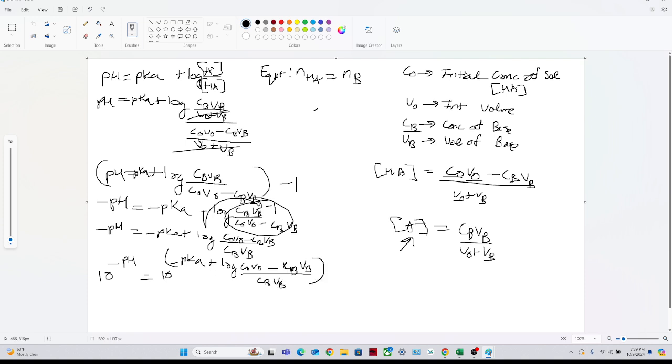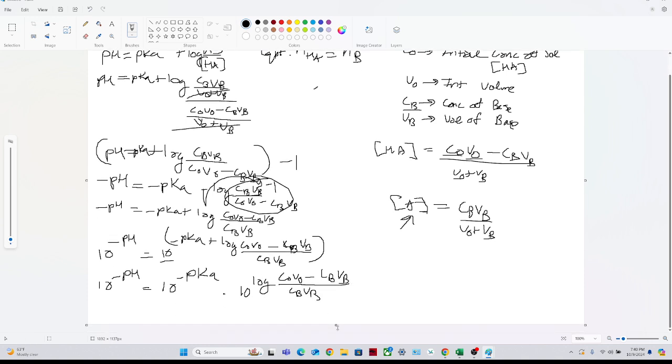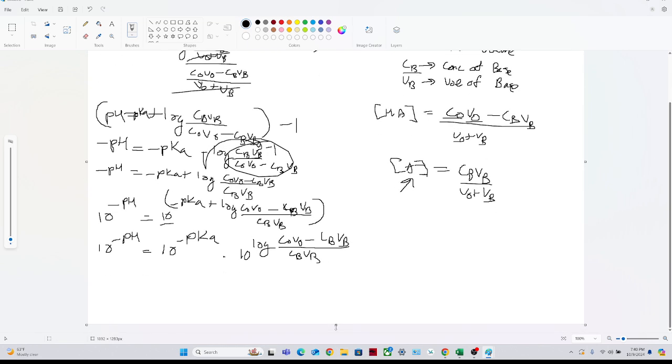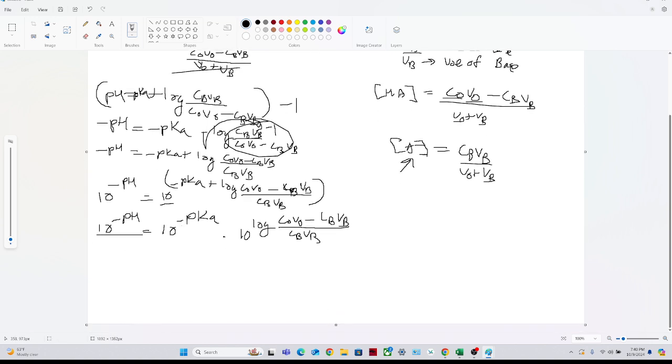And using exponent rules, I know if I have two things added together in the exponent, it's really just me multiplying them together using the same base. So 10 to the negative pH is equal to 10 to the negative pKa times 10 to the log of C naught V naught minus Cb Vb over Cb Vb. Okay, and so what happens here is that we're going to actually continue trying to simplify. And I'm going to keep 10 to the negative pH as is, but I want you to recognize that 10 to the negative pH is just your moles of acid. Okay? And you might be wondering why. Well, remember that pH is equal to negative log base 10 of H plus concentration.